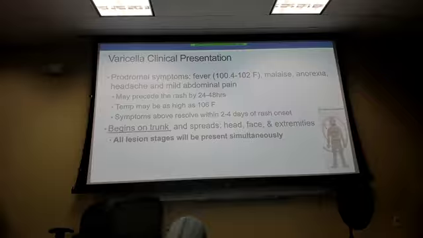And when it says all lesions will be present simultaneously, all of the stages, you'll have some that are in the vesicular form, some that are in the ulcerated form, some that are in the crusted form, and some that are new and popping up throughout. So as all of the different stages are present at the same time, you're like, that has to be chickenpox, has to be varicella.